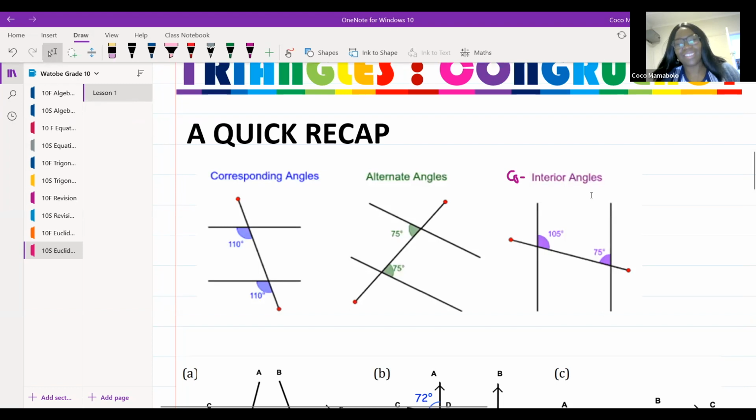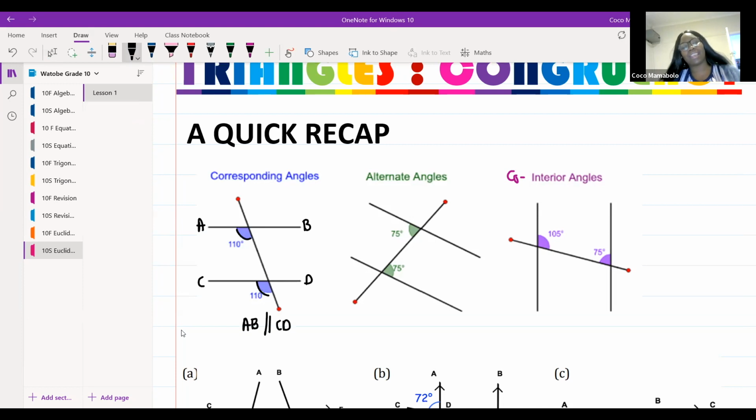Ma'am, don't we need parallel lines? Absolutely, 100%. We need parallel lines. Excellent stuff. That's exactly what I was hoping to hear. Well done, Tiana. Okay, so if this is called A, B, C, D, I can say that this is equal to that because of corresponding angles. But before I even finish up, I need to say AB is parallel to CD.